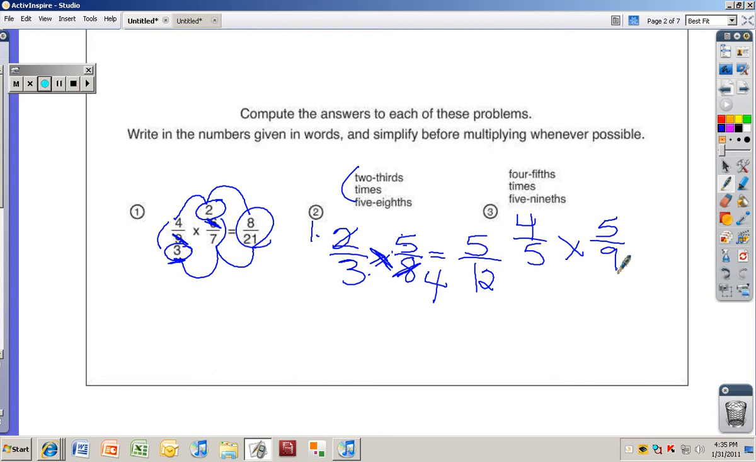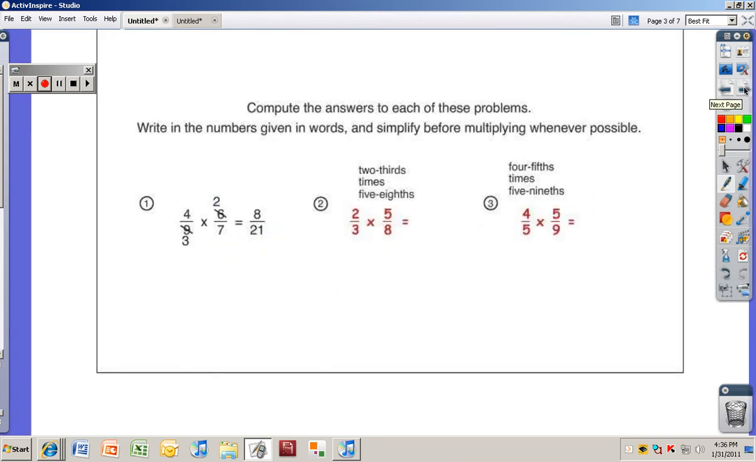All right, do you guys see any way to cross-reduce those? 4 and the 9? No. 5 and the 5? Yeah. Become what? 1. Those are both 1s. 4 times 1 is? 4. And 1 times 9 is? 9. So the answer is 4/9. Makes it real simple when you use that cross-reducing. Oh, there are the problems again.